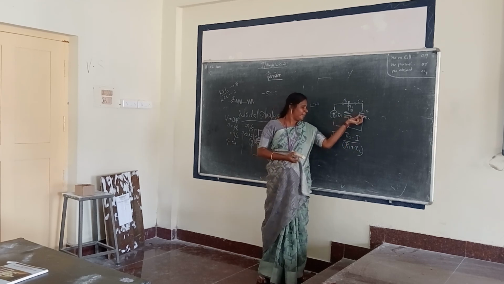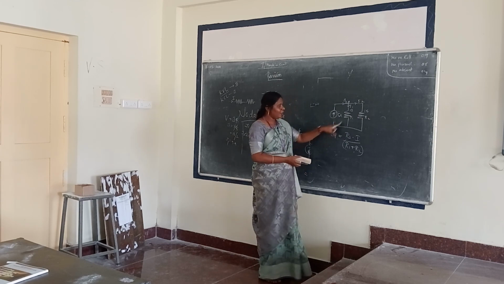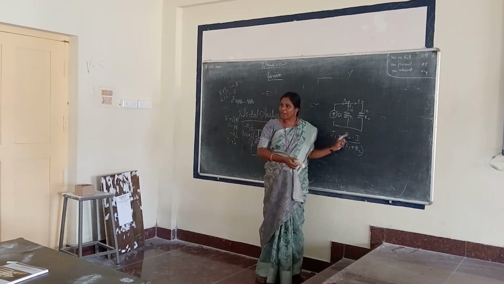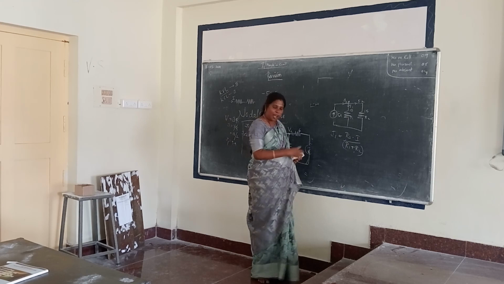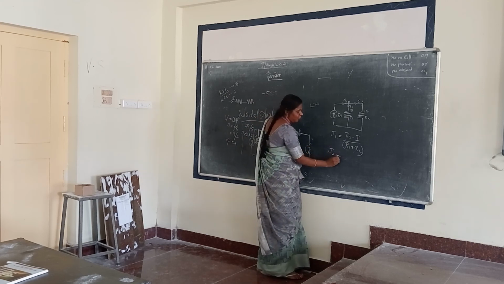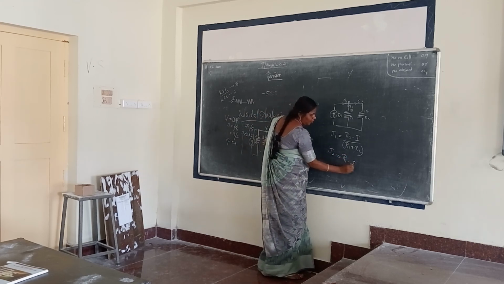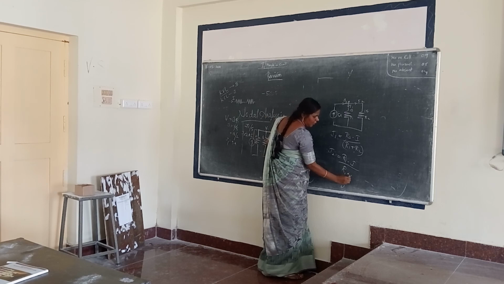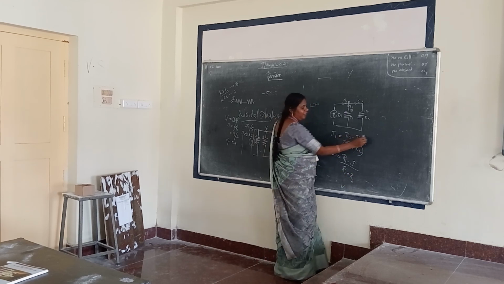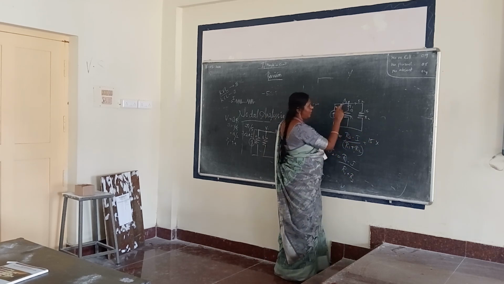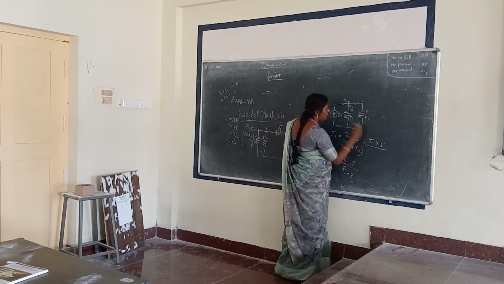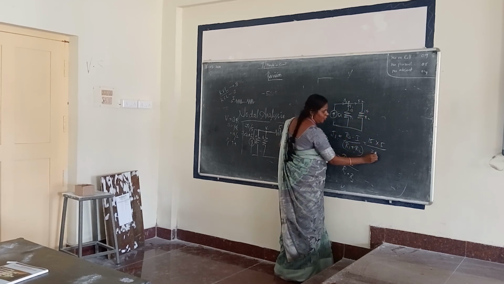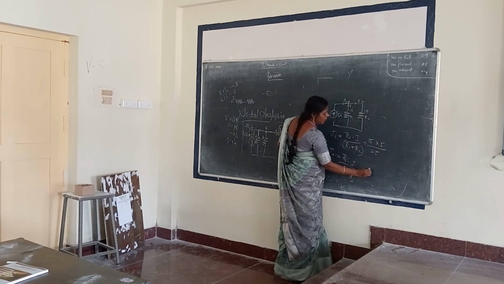If you want the current of R1, what do you put on top? R2. If you want the current of R2, what do you put on top? R1 into I divided by R1 plus R2. So this is 15 into 5 divided by 10 plus 15, which is 25. And this is 10 into 5.